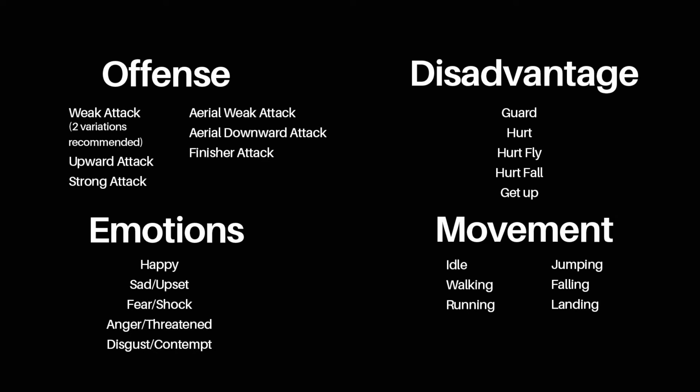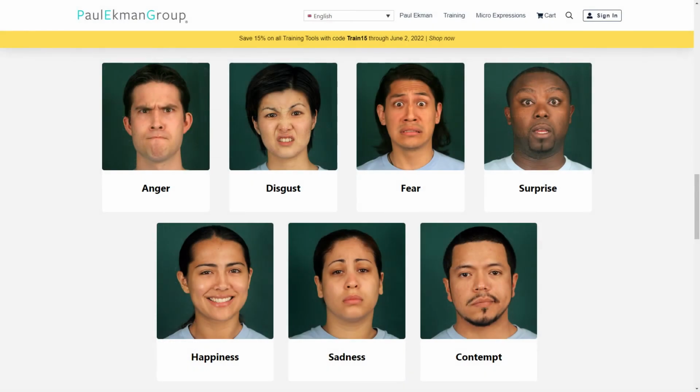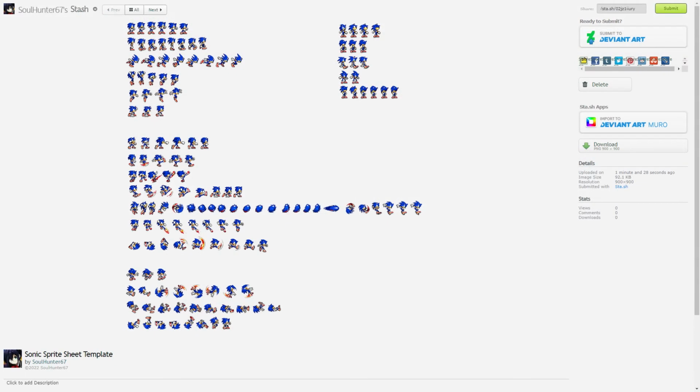Idle is a lack of movement, while walking is slow ground movement and running is fast ground movement. Jumping, falling, and landing sprites are used for traversing different ground heights and also help in transitioning from the ground to the air, and vice versa. For emotions, Paul Ekman's categorization of facial expressions was my reference, although I simplified certain categories for the context of sprite animation. These emotions serve as primary emotions, and any other emotion would be a derivative of one or two of these primary emotions. An example spreadsheet in this template will be provided in the description.